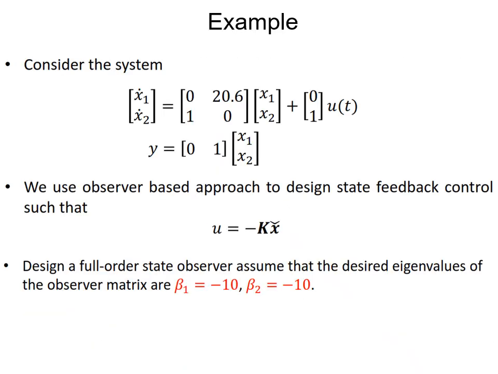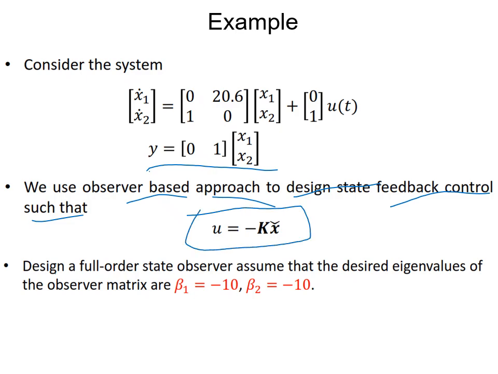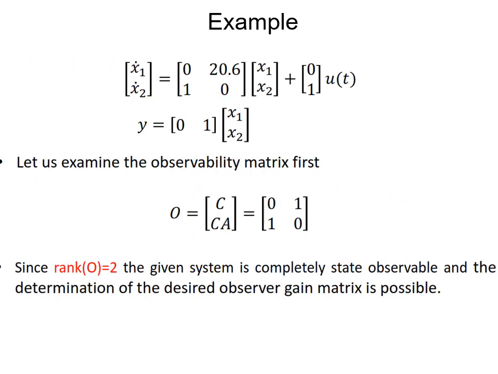We have the system with given equations: x1 dot, x2 dot equals [0, 1; 20.6, 0] times [x1, x2] plus [0; 1] times u, and y equals [0, 1] times [x1, x2]. We use an observer-based approach to design state feedback control such that u equals negative k x hat. Design a full order state observer. Assume that the desired eigenvalues of the state observer are beta 1 equals negative 10 and beta 2 equals negative 10. First of all, we'll check system observability.